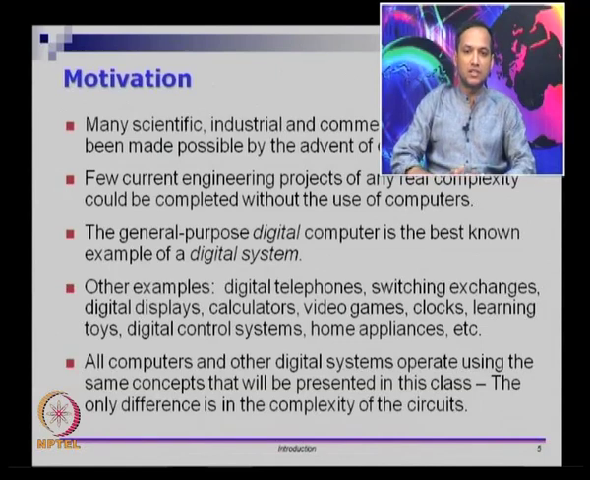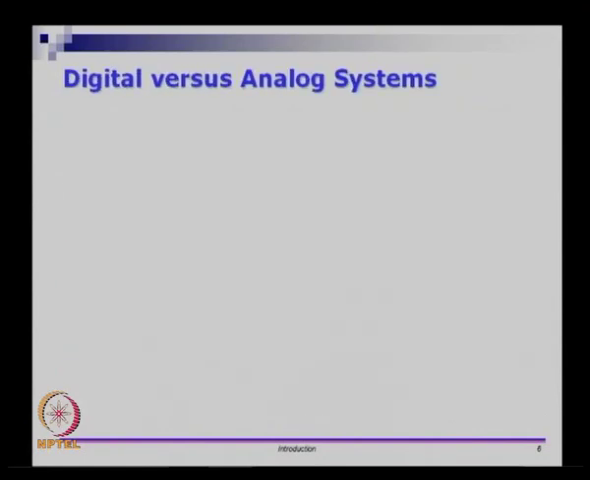All these computers use the same concepts that we will present in the class. So the fundamentals for a digital system is something that you will learn in this course. We may not reach the level of complexity of designing a complete chip or a computer in this course, but the fundamentals that you learn here will help you understand how these systems are built.